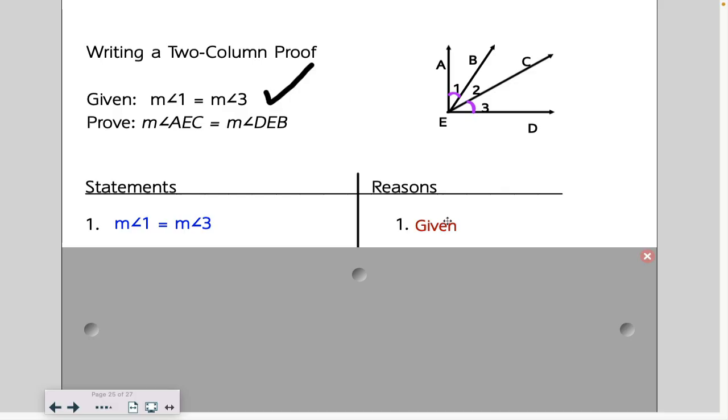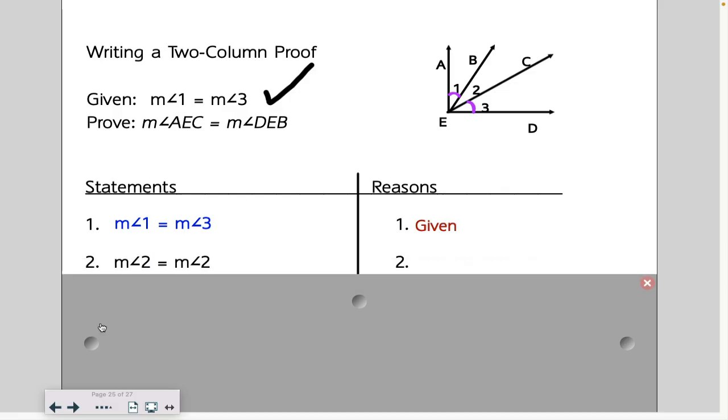Now you'll notice yours, they gave you the statements, didn't they? Sometimes they'll do that and they'll ask for the reasons. Sometimes your homework will give you the reasons and ask you for the statements. Eventually it's all going to be blank and you have to construct it from scratch. Okay? What's the next statement that they give you? Measure of angle 2 is equal to the measure of angle 2. Silly, but necessary. What's our reason for that?